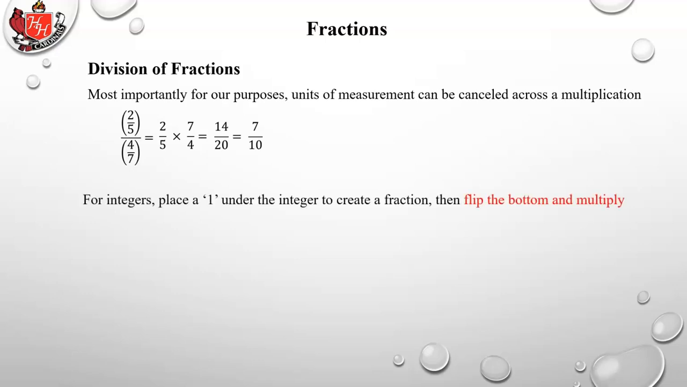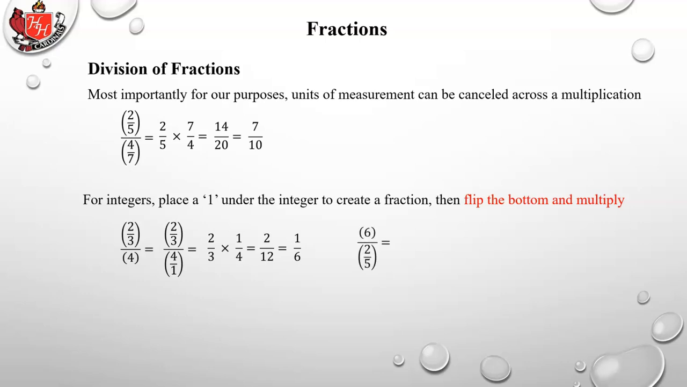For integers, place a 1 under the integer to create a fraction, then flip the bottom and multiply. So here's an example. The bottom is a whole number. The top is a fraction. So we're going to call it 2/3 over 4 over 1. We put a 1 down there on the bottom. Now we flip the bottom and we multiply. 2 times 1 is 2, 3 times 4 is 12, and then you can reduce 2/12 to 1/6.